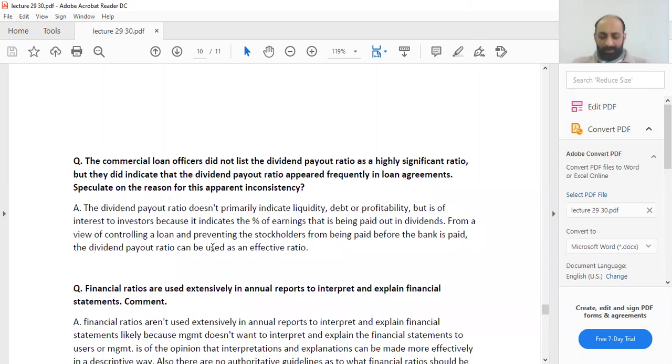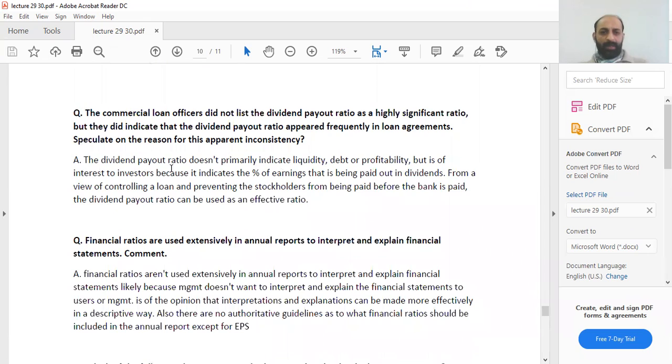Now we'll do a few questions related to expanded analysis. The commercial loan officers did not list the dividend payout ratio as a highly significant ratio, but they did indicate that the dividend payout ratio appeared frequently in loan agreements. Speculate on the reason for this apparent inconsistency.